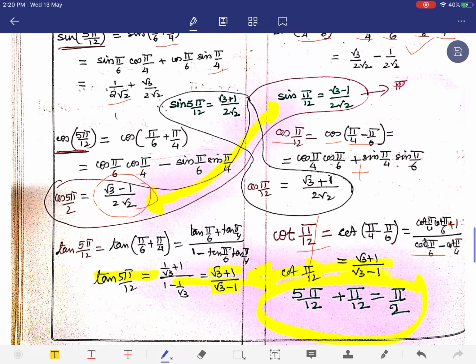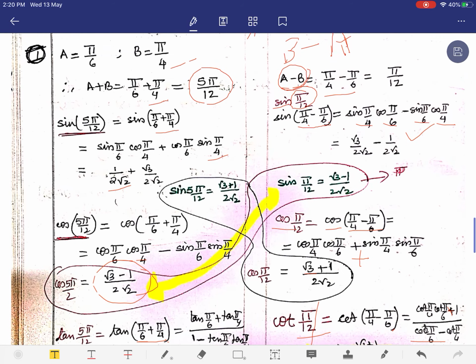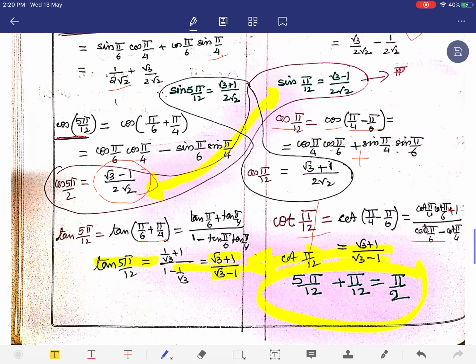Now, I have taken a subsequent value here, tan of 5 pi on 12. Tan of 5 pi on 12 is taken up in terms of the sum of two angles, which were explained above: pi on 6 plus pi on 4. As per the tan formula, tan of A plus B is tan A plus tan B upon 1 minus tan A tan B. When you put the respective values, tan pi on 6 is 1 upon root 3, and we need to rewrite this, which is written as root 3 plus 1 upon root 3 minus 1.